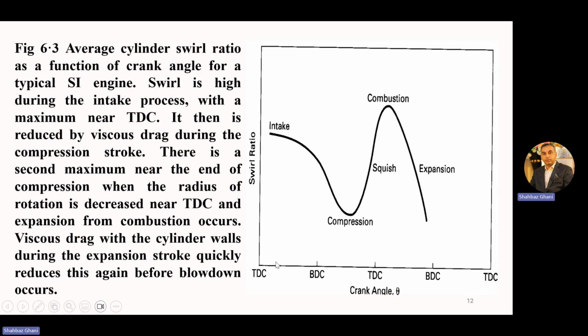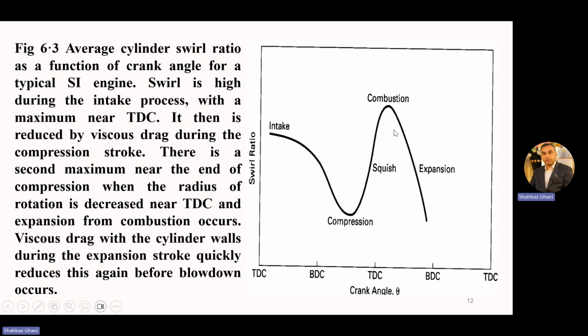As the piston goes to the BDC, this area is increasing and the swirl ratio is decreasing. Now the piston is at BDC, still decreasing, the swirl ratio is decreasing. Now somewhere before TDC in the compression stroke, it's minimum. Okay. Then we have some ignition before the TDC, and then we have the combustion.